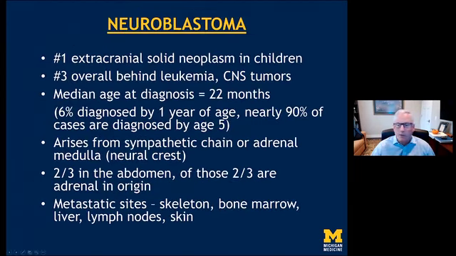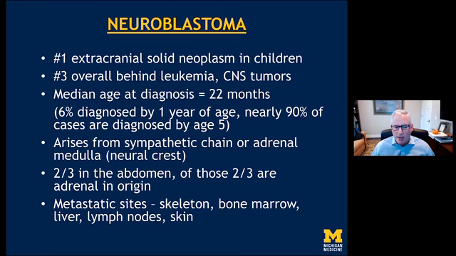So let's start with some of the more common tumors we do see. And this talk would be incomplete without a good discussion about neuroblastoma. So neuroblastoma is a common solid neoplasm in children. In terms of a likelihood of type of tumor that pediatric patients get, it's number 3 overall behind leukemia and CNS tumors. The median age is about 2 years. Most cases are usually diagnosed by the age of 5.